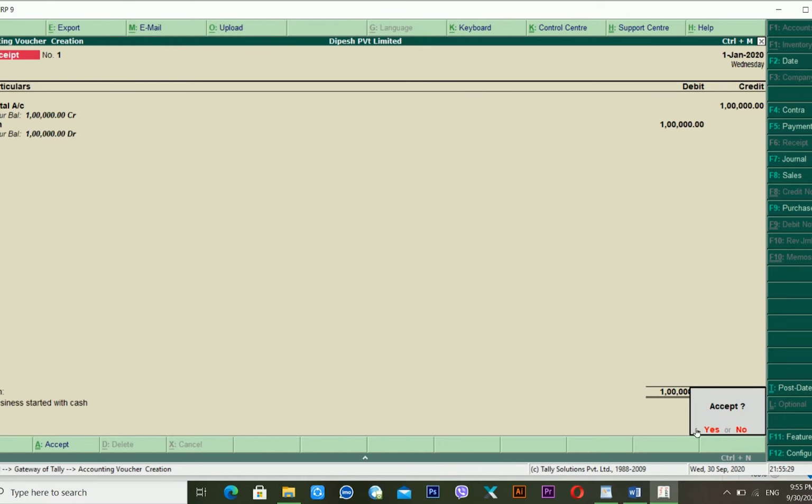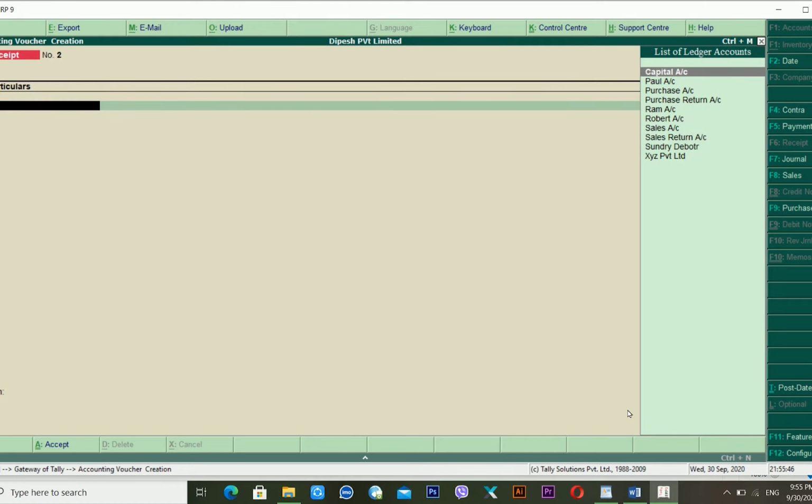Now you can see here in my right corner a message pops up. To save this, you have to press Y for yes and N for no. Okay, but I am going to save, so that's why I am pressing Y for yes. Okay, so let's move on to our second transaction.